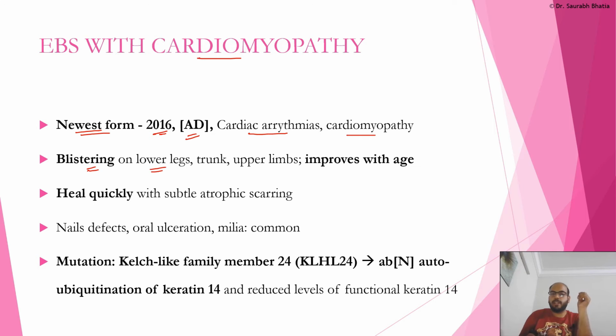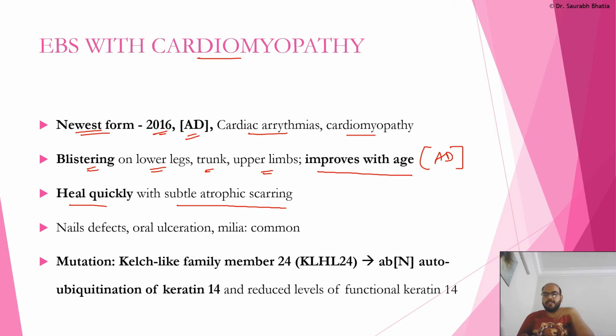Blistering happens on the lower legs, trunk, and upper limbs, which improves with age. So now you can remember it is autosomal dominant inherited, so it improves with age. The lesions heal quickly with subtle atrophic scarring. So there is less atrophic scarring. Okay. Nail defects, milia, and oral ulceration are common.